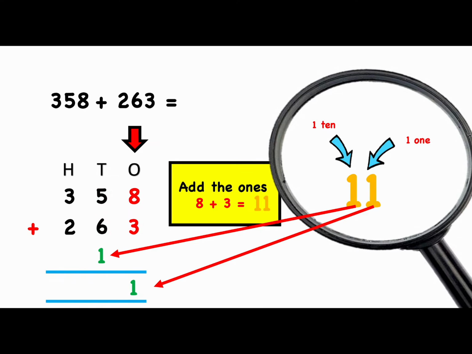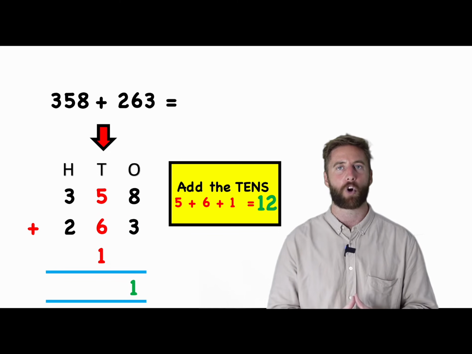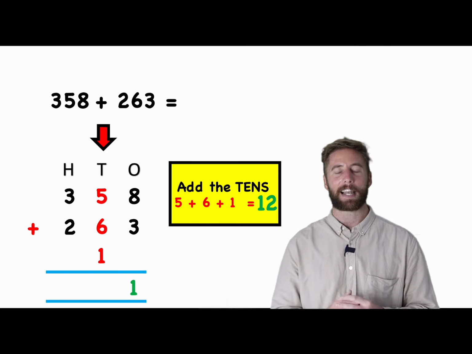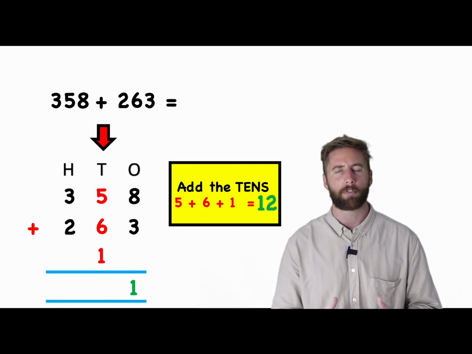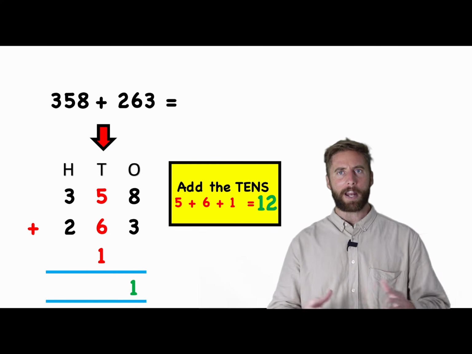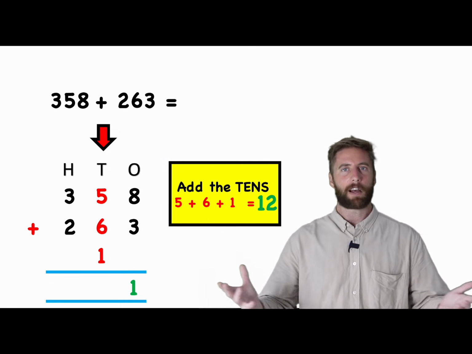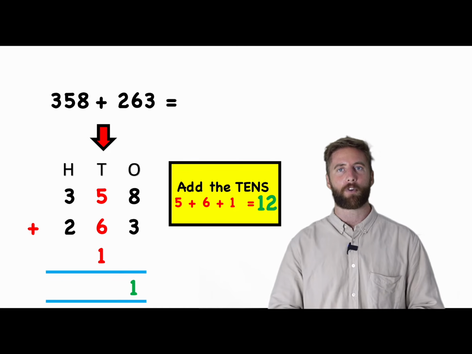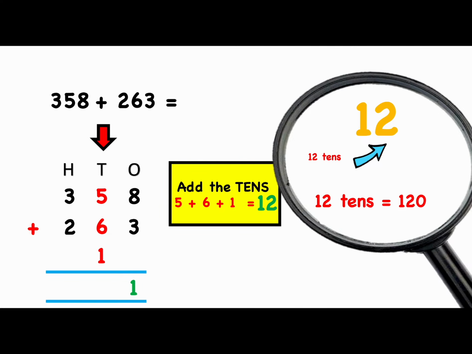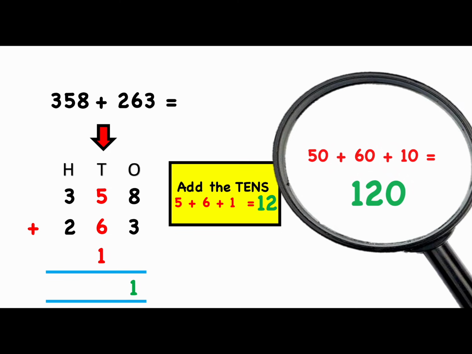So now when I look at the 10s column, I have a 5, a 6 and a 1. So let's add those up. 5 and 6 is 11, plus 1 is 12. Oh, wait a minute. I've got another multi-digit. Is that okay? Can I do that? Absolutely. We're going to just do exactly what we did before. So now I look at the answer of 12, which is actually 12 10s. 12 10s being 120. So the answer to 50 add 60 plus 10, which is what that column actually represents, equals 120.